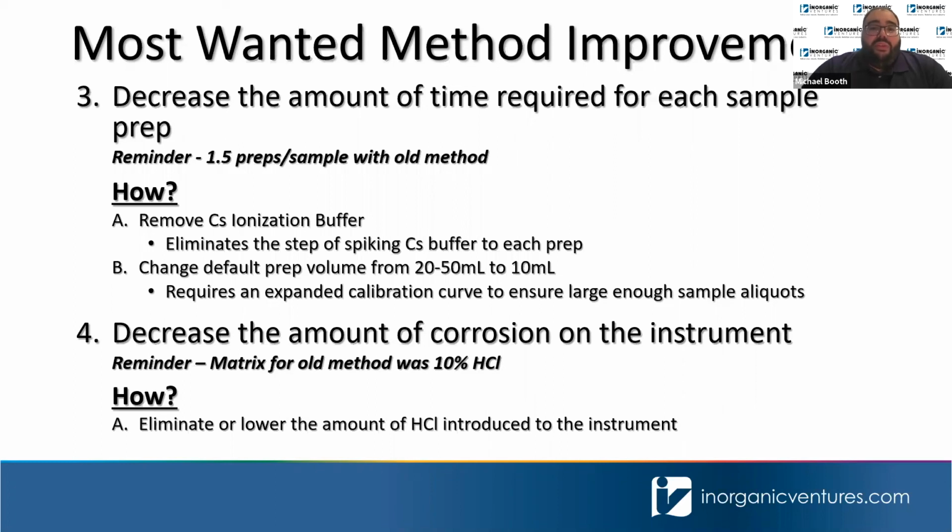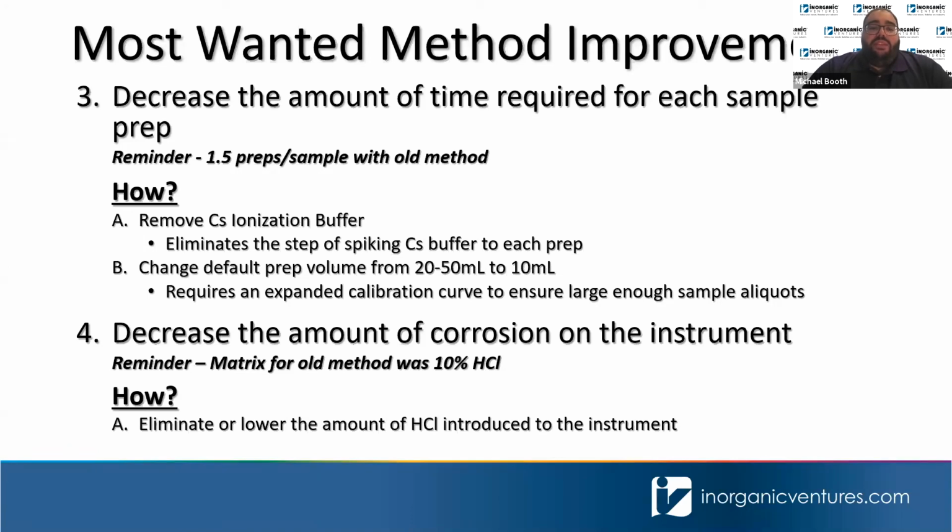The third improvement is to decrease the amount of time required for each sample prep. So again, 1.5 preps per sample. On average, our technicians were taking about 3 minutes to prep each sample. So that's where the math came from to figure out how long prep time was. So if we could cut that amount of time down, we could essentially allow ourselves to do more samples per day. So how are we going to do that?